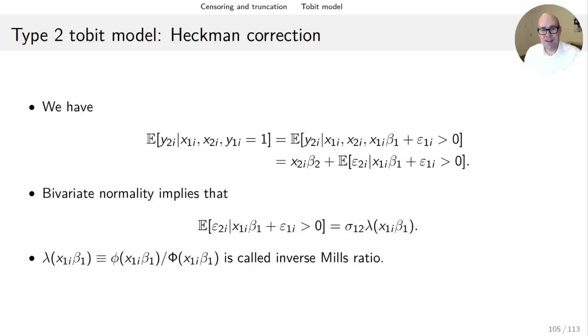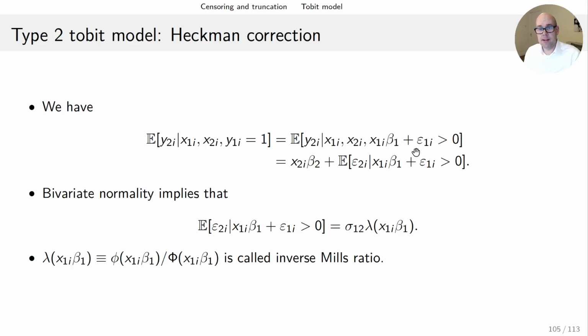Something that became famous in the late 70s was the so-called Heckman correction. The Heckman correction goes like this. It starts with writing down the expectation of y2i given the x's and given that an observation is not censored.